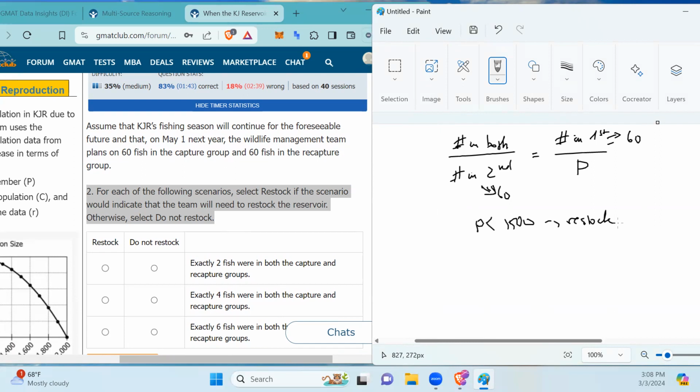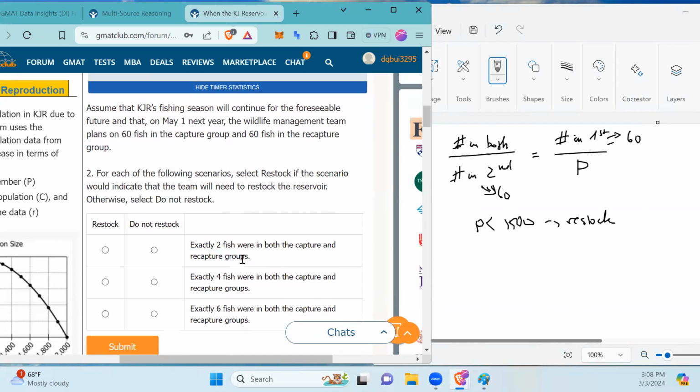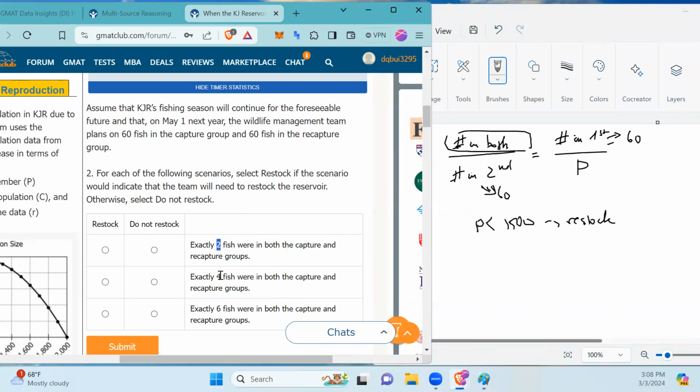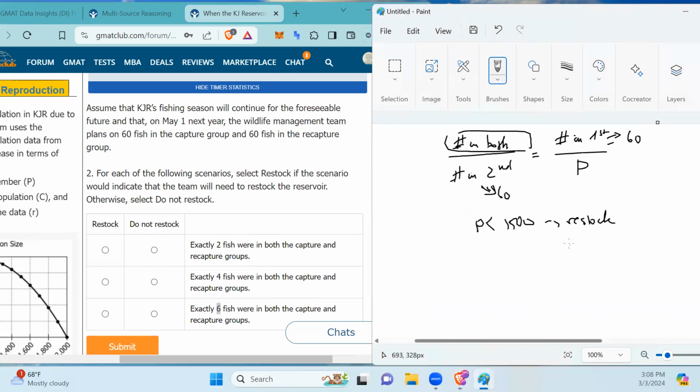All right. So we see that the 3 statements here are similar in that they're talking about the number of fish in both the capture and recapture groups, or basically they're talking about this number here. The only difference is the number itself. Statement 1 is 2, statement 2 is 4, and statement 3 is 6. So basically it becomes a problem of plugging in 2, 4, and 6 for this number of fish in both groups, and then you find out what the corresponding P is. If P is less than 1,500, then we're gonna restock. If it's greater than or equal to 1,500, we're not gonna restock.